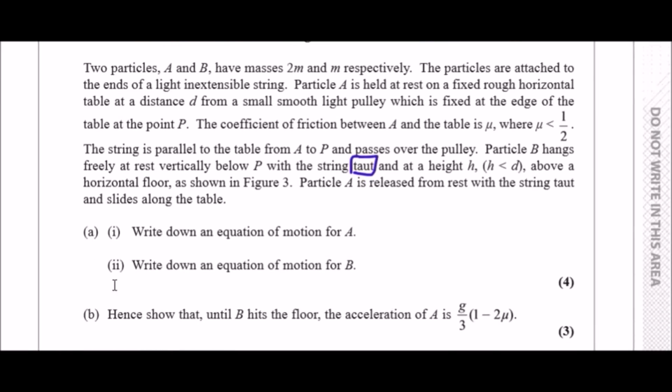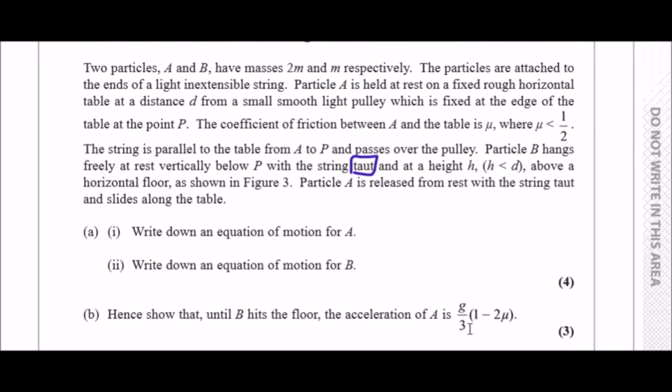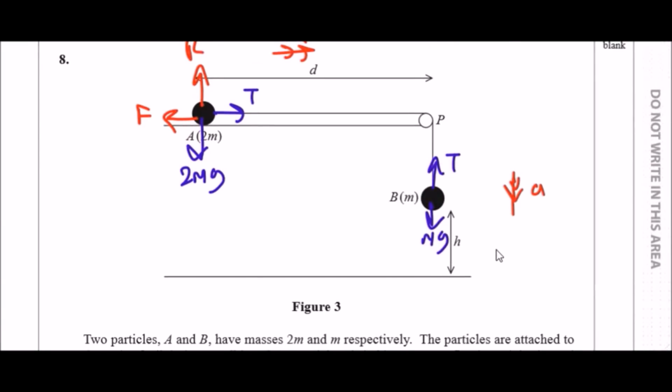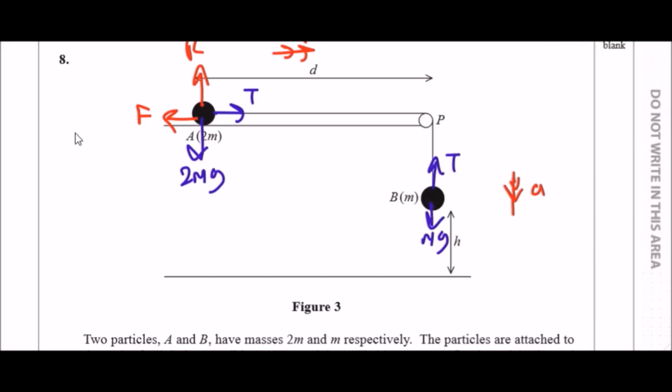So for A and B, write down equations of motion, and then show that until B hits the floor, the acceleration of A is g over 3, 1 minus 2 mu. Let's go ahead and do all of this. I think we have enough space to do it here. So let's write the equation of motion. So at A, what do we have?